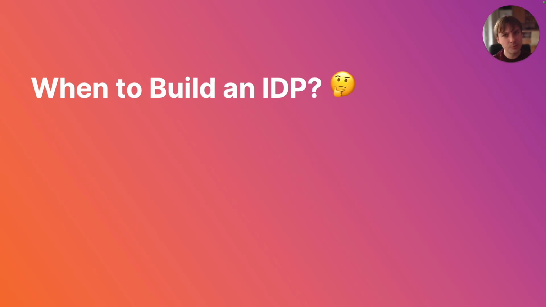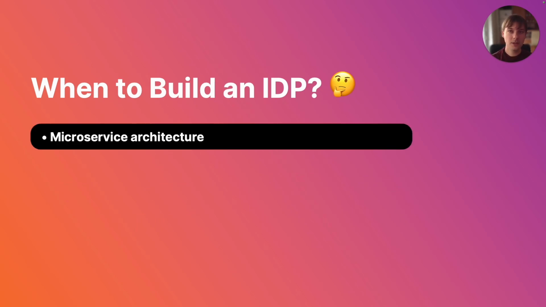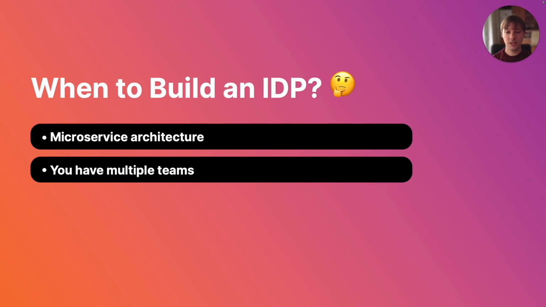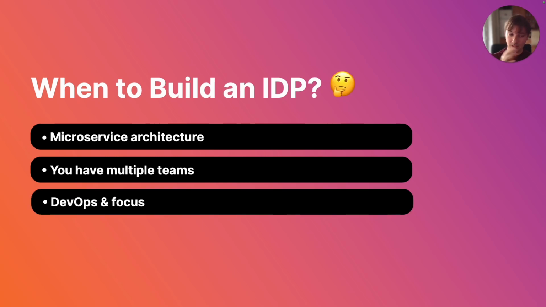But okay, when would you build an IDP then? If you have a microservice architecture in your app or are thinking about a microservice architecture, then you should build an IDP. If you have multiple development teams and a lot of environments, then you should build an IDP. Then DevOps teams and focus. So if DevOps teams cannot focus properly on their work, on SLAs or repetitive work that they need to do for other teams in your organization, that's when you should start focusing on standardizing your processes and building an internal developer platform.